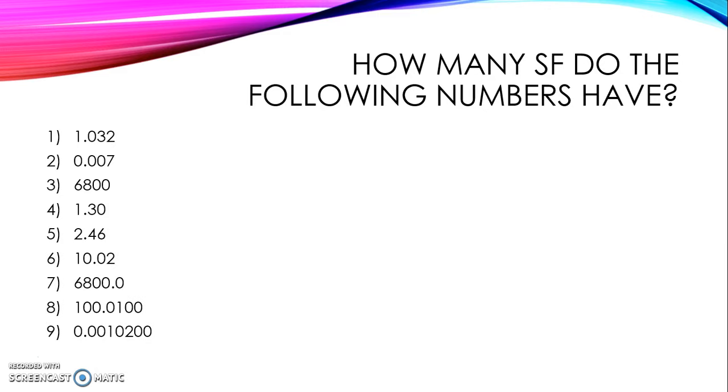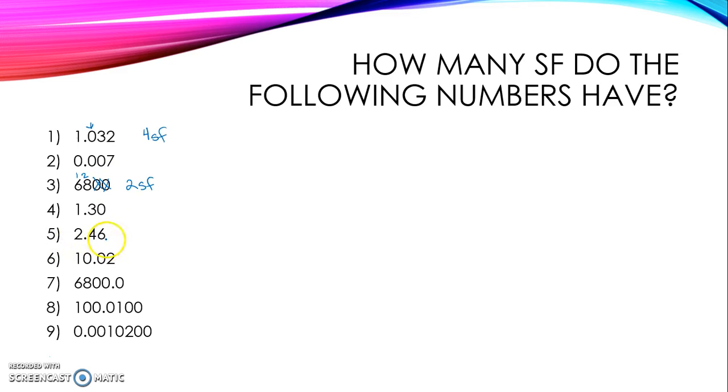All right, so how many significant figures do the following numbers have? I'll do the odds with you, and you're going to do the evens for practice. All right, so the first one, 1.032. This 0 is in the middle, so it counts. There would be 4 significant figures. 6800, the 6 counts, the 8 counts, but the 2 zeros at the end don't count because there is no decimal physically present, so it would be 2 significant figures.